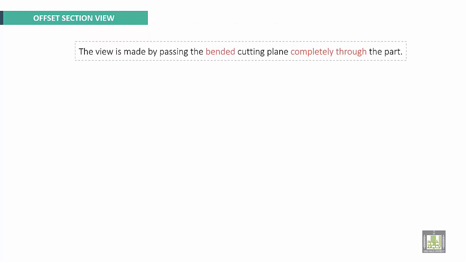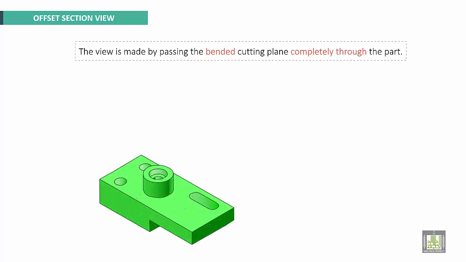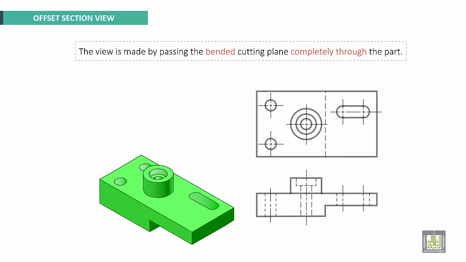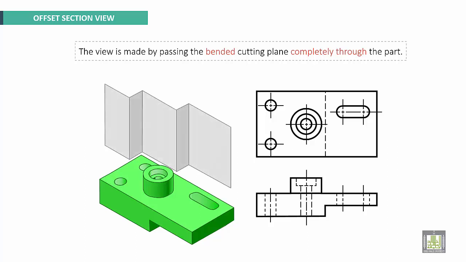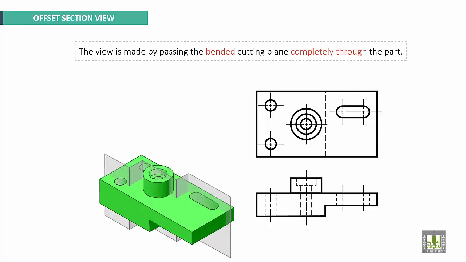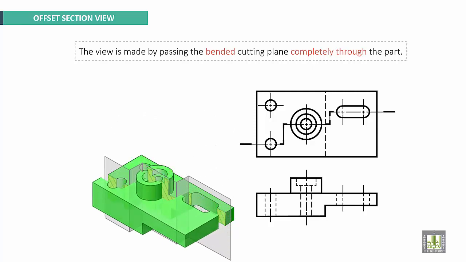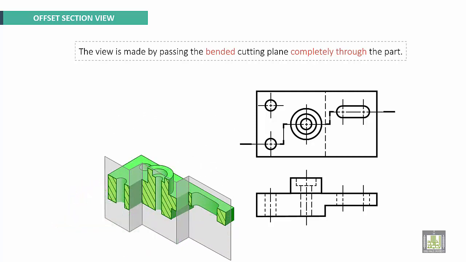Offset section view. The view is made by passing the bended cutting plane completely through the part. Here we have an example. These are original views by using dashed lines. This is the bended cutting plane. It passes through all the part and makes section. Finally, we'll get sectional view using dashed line or hatching, called also hatching.